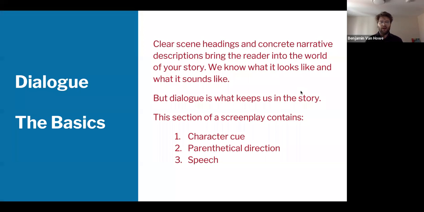So let's start by talking about clear scene headings and concrete narrative descriptions, because those, of course, bring the reader into the world of the story. They help us know what it looks like, what it sounds like. But I really think that dialogue is what keeps us invested in the story. It's the human element. We watch TV shows or movies to see people in conflict and to see words in conflict. So to make that really pop off the page, you have to make sure that your formatting is correct.